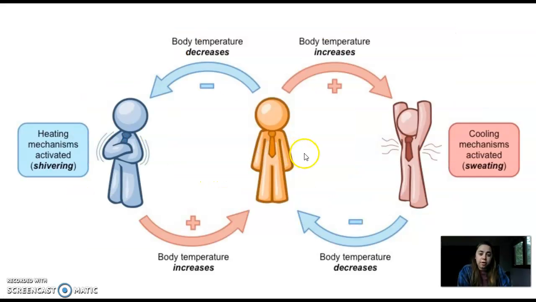Here's an example with our bodies. So these are both going to be negative feedback examples. If my body temperature increases, I'm going to sweat, which is going to decrease my body temperature. If I decrease my body temperature too much, I'm going to shiver, which is going to increase my body temperature. So I'm going to do these things to maintain a stable temperature.